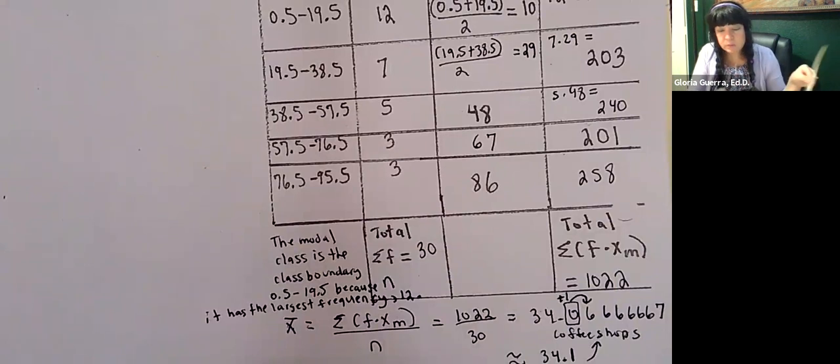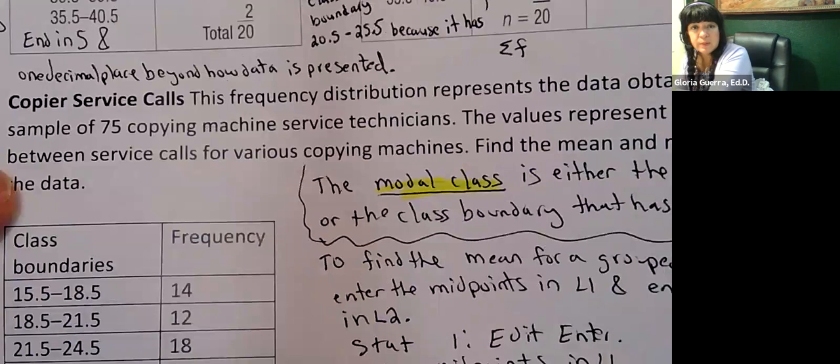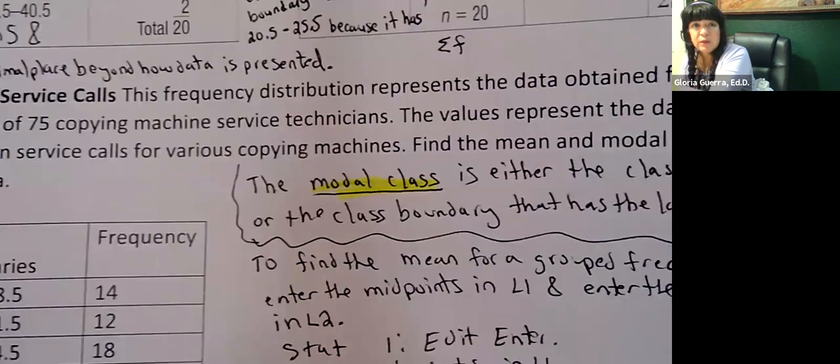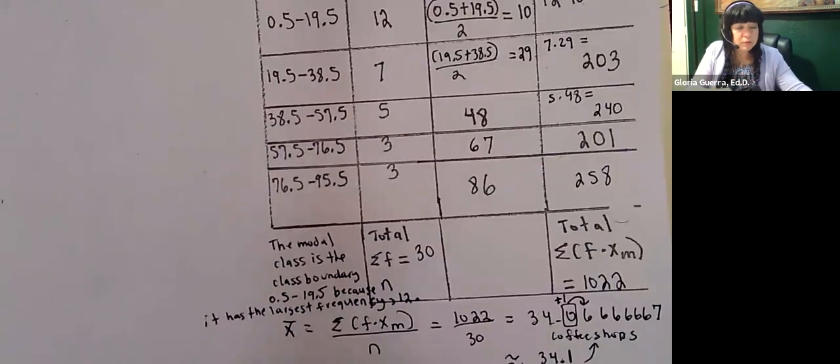Okay. Yeah, and it was just more practice. So this one you can do on your own. Then I'll just write it up and then you can check. But this is also about copy machines and they're asking for the mean and the modal class. Okay. All right, let's go to something else now.